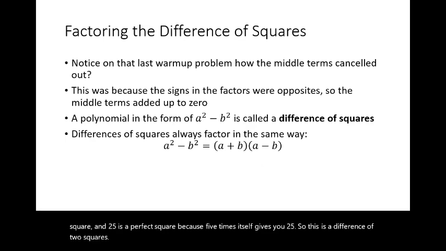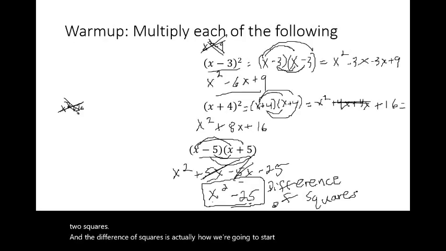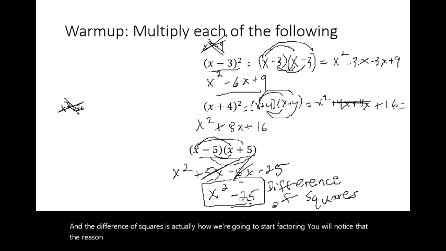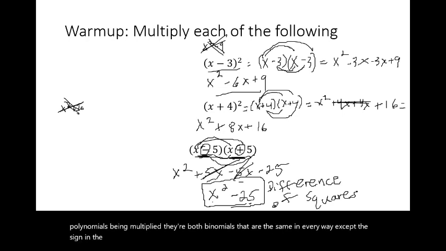And the difference of squares is actually how we're going to start factoring. You will notice that the reason why this worked out to x squared minus 25 is because if you look at the two polynomials being multiplied, they are both binomials that are the same in every way except the sign in the middle. So one of them is an x minus 5, the other one is an x plus 5, and that's what caused the middle terms to cancel out.